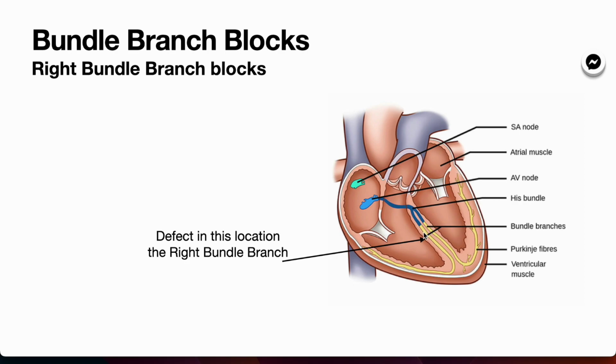So right bundle branch block is right. The bundle here does not really conduct electrical impulses from the SA node that well as compared to the left. So there are ECG changes that can show this branch block. The right bundle branch is responsible for the beating of the right side of the heart. So if there is a defect, you can see that it will manifest in a delay in the QRS complex.